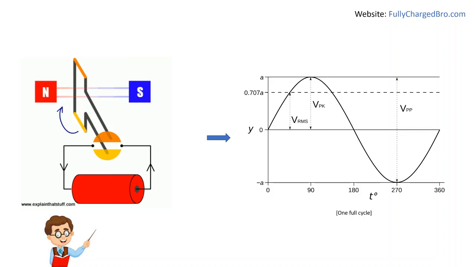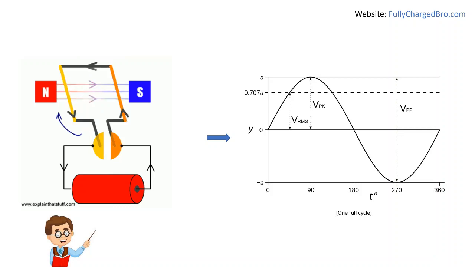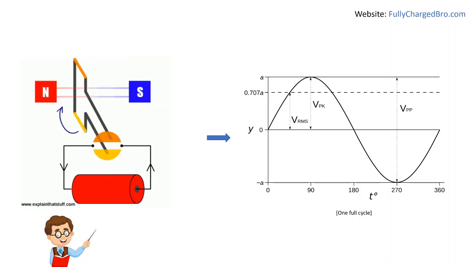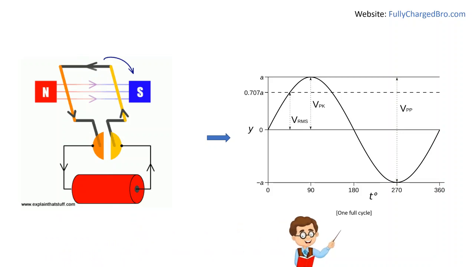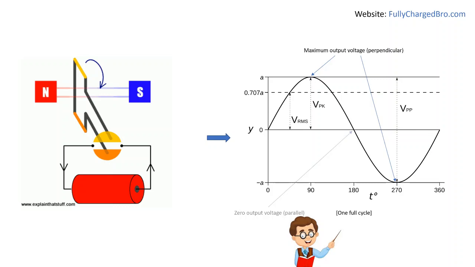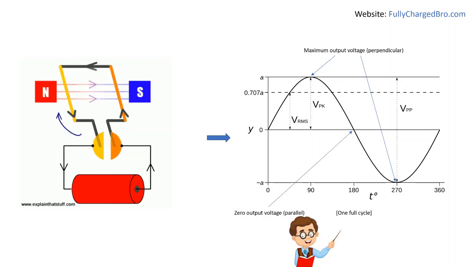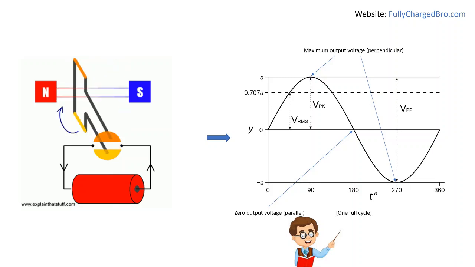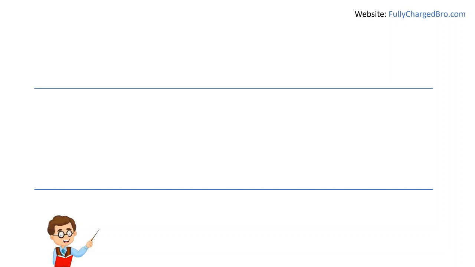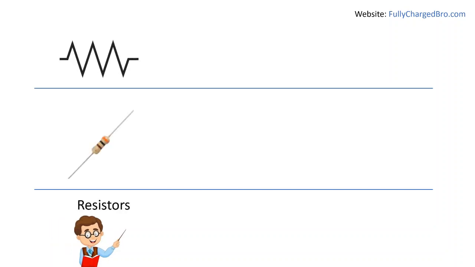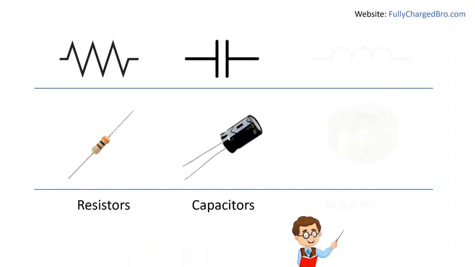AC is produced by a spinning coil in a magnetic field, which means the current is consistently changing, both in magnitude and direction. The magnitude of the current with respect to time can be modelled by a sine wave, with the peaks representing the coil being perpendicular to the magnetic poles, and the zero values representing the coil being parallel. The amount of full rotations performed by the coil per second is known as the frequency, which is measured in Hertz. AC circuits often consist of three elements: resistors, capacitors, and inductors.